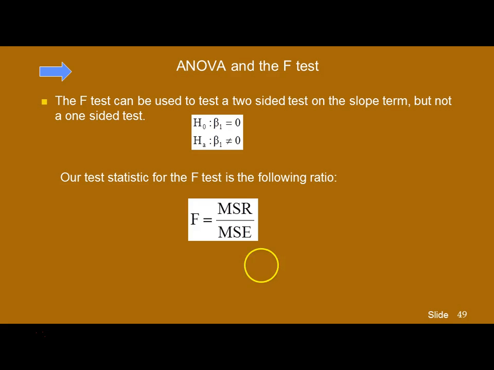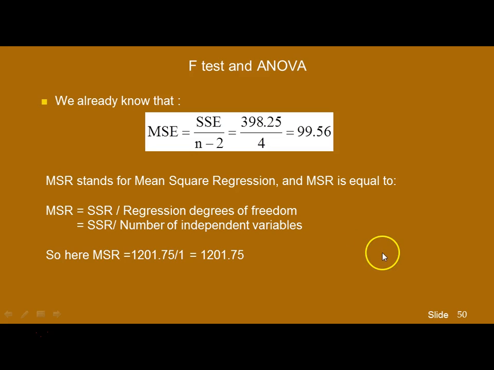Now, exactly what is an F-test? Well, the F-test is going to use the following ratio as a test statistic. F is equal to MSR over MSE. We've already looked at MSE before. MSE, remember, is SSE over n minus 2. SSE, the sum of squares due to error. If you go back in your notes, you should find that in the problem we've been doing, the grades and hours of study problem, SSE was 398.25, n minus 2 was equal to 4, so that gives us an MSE of 99.56.